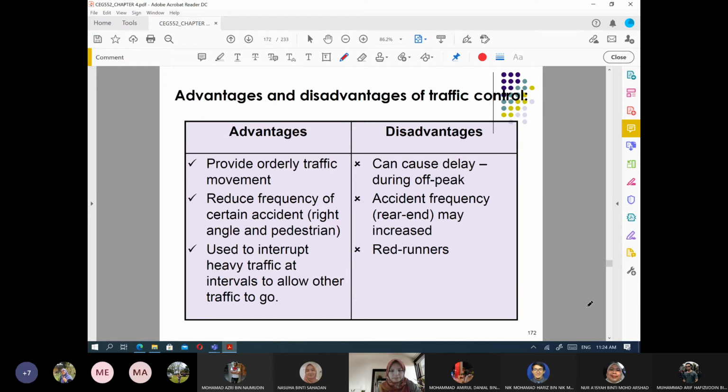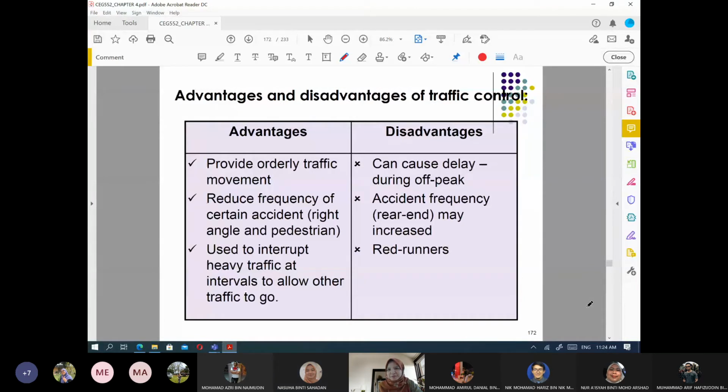Okay, sepatutnya lampu kuning kita tekan brake ke tekan minyak kalau lampu kuning? Tekan brake. Ya, jujur. Kalau lampu kuning tekan brake ke tekan minyak? Minyak. Kan? Jujur dengan diri sendiri. Kalau lampu kuning, lagi tekan minyak.